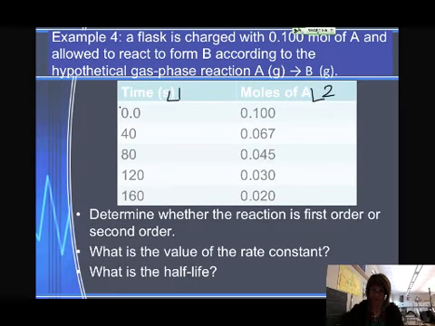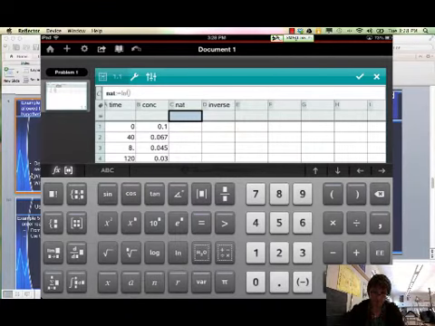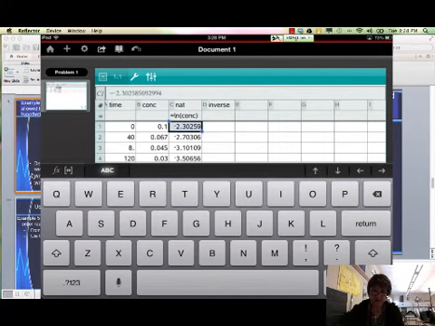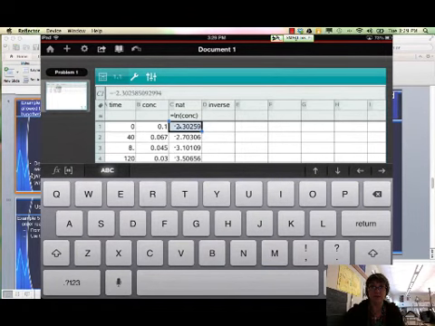So I had 0.1 moles. So I'm telling it to do the natural log of the concentration. So there's those values. When you do this, you'll type into your list 3 is going to be equal to the natural log of list 2. Then hit enter and all those values will copy down for you.